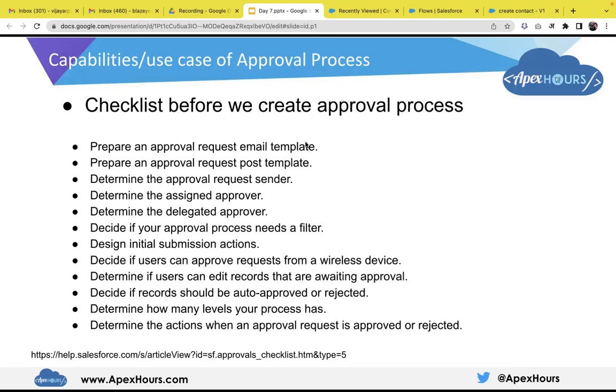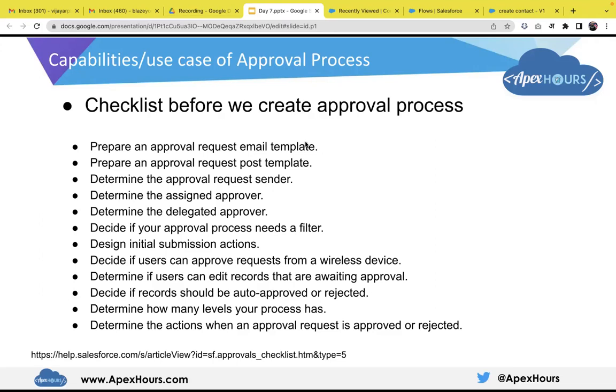We need to decide if a user can approve a request from wireless devices also, like via email. Whenever we submit a record for approval, an email is also sent out to the approver. If you want, he can approve that approval request directly without logging into Salesforce. We can define that in Salesforce also. We need to determine if the user can edit records that are awaiting approval. If it is not required, then in initial actions, we need to lock the record.